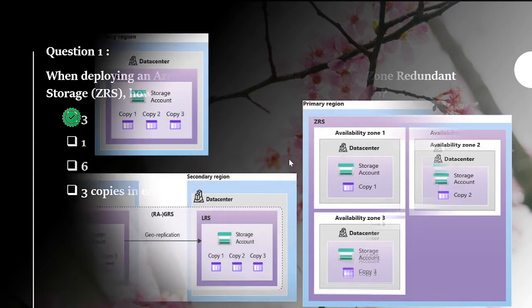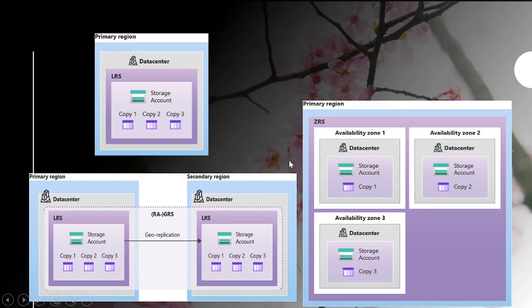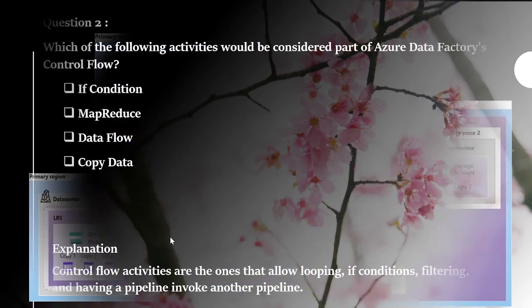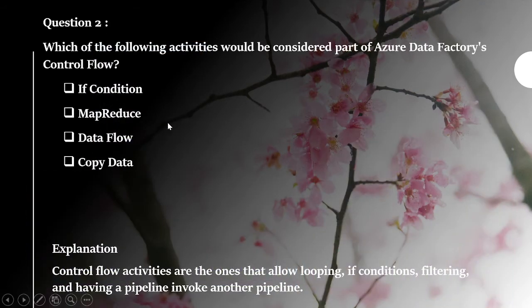centers. Okay, so as per my experience in the exam, generally they ask this question related to copies, how many replicated copies we are storing. So if we are discussing LRS or ZRS, generally 3 copies, and for GRS there are 6 copies. Please remember this one.